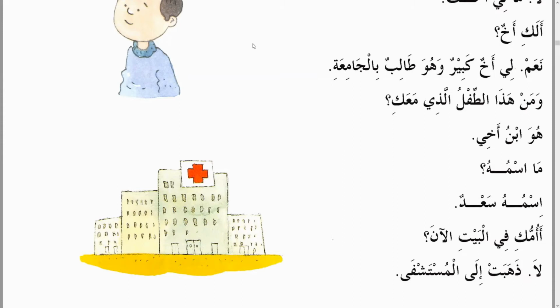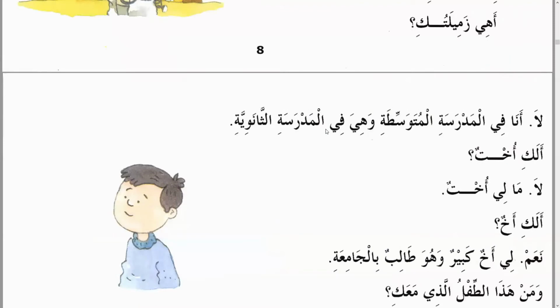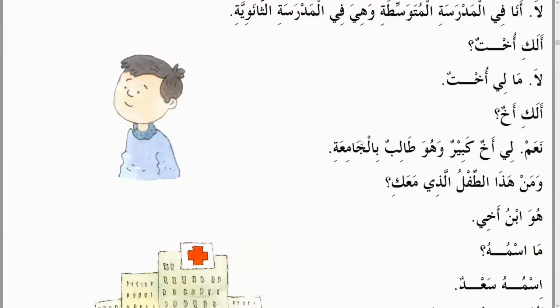So why are we saying bil jamia? You can say fil jamia also, but generally with the university we use ba. Bil jamia. The meaning is the same, in the university. For the school, we use fi, and for the university, we use bi.